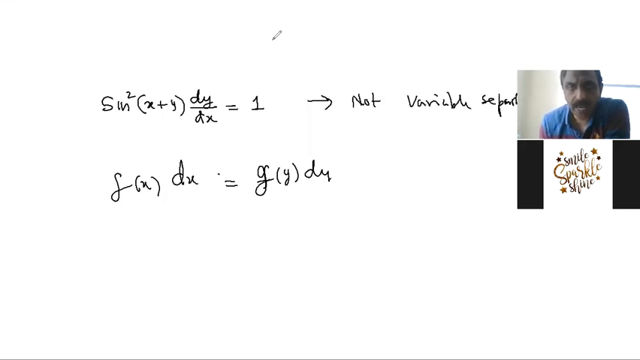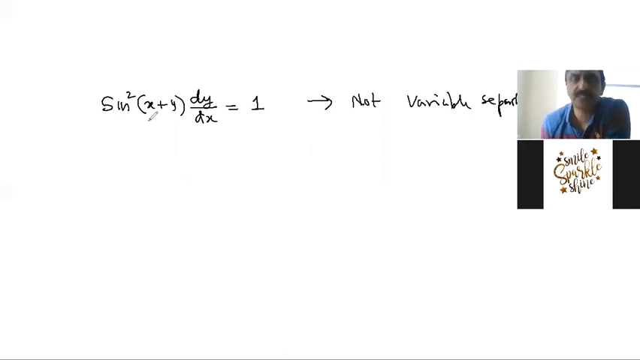But I can convert it into a variable separable form by substitution. You can see the angle of sine is not separable. We said previously it is a bad angle, and now I'm saying we cannot separate this. So the angle part is put as a new variable, v. Now how many variables are there in total in this equation? x, y and v.